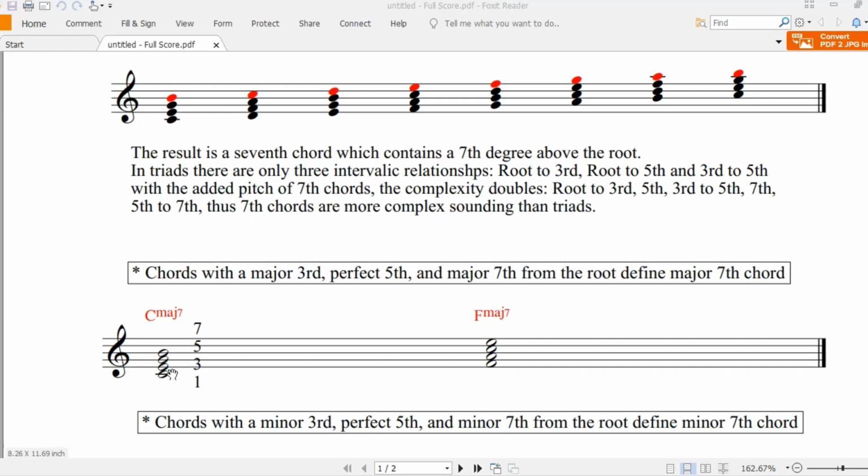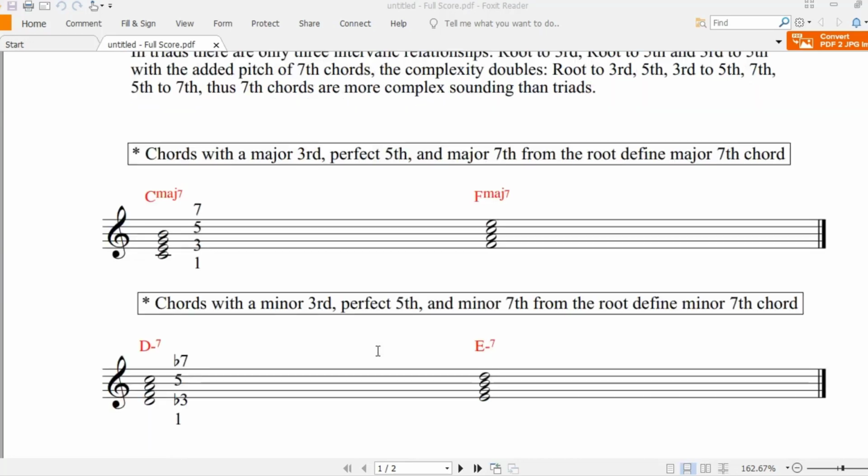So if I analyze this relationship here, I will get 1 or root, third, fifth, and seventh. As you can see here is the C major 7, and here the F major 7. If I look at the F major 7, I have root, third, fifth, and seventh. Always I am adding a third above the fifth, or adding a seventh above the root of each chord.